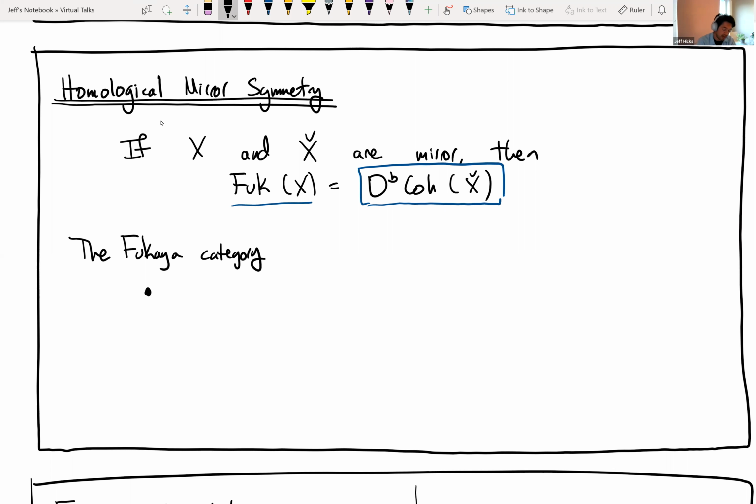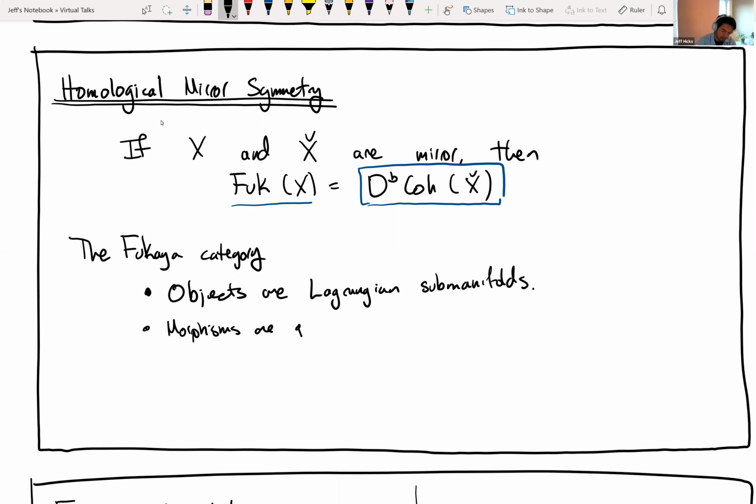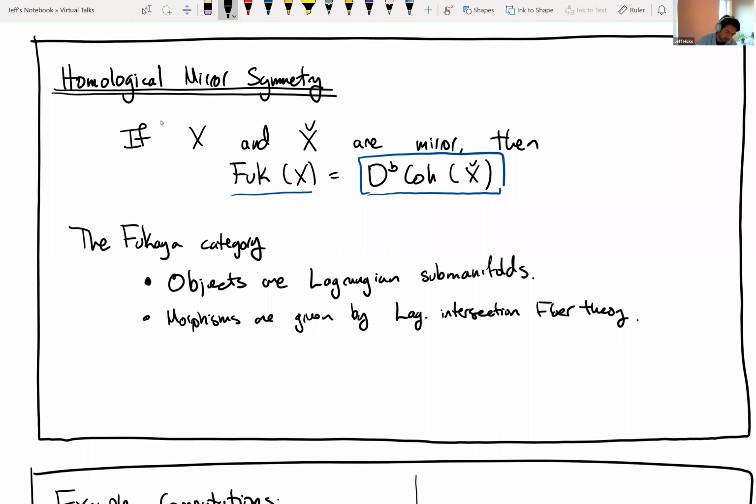So this Fukaya category is an A-infinity category whose objects are Lagrangian submanifolds, whose morphisms are given by Lagrangian intersection Floer theory, and the composition of morphisms is done by counting holomorphic disks which show up.